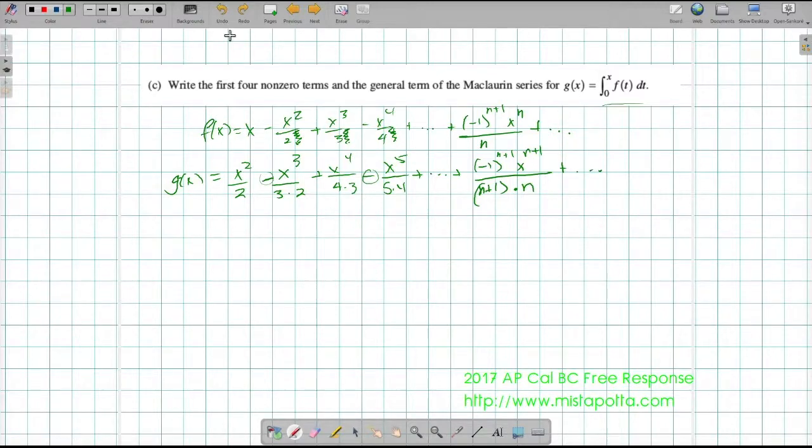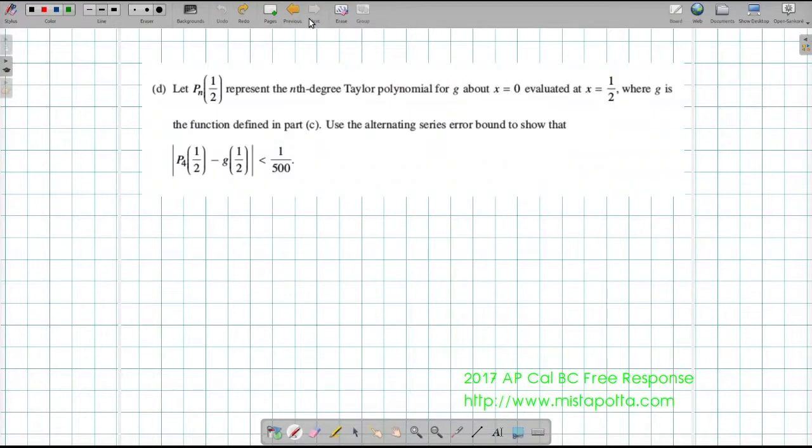And now moving on to the last problem. The last problem says let P sub n of 1/2 represent the nth degree Taylor polynomial at x equals 1/2, where g is the function defined in part C. Use the alternating series error bound to show this is true. Remember that from the alternating series bound, I know that my error is going to be less than the absolute value of what we call the next term. Now for us, because we're talking about a 4th degree polynomial, n is 5. So I want to know what's happening with that 5th term.